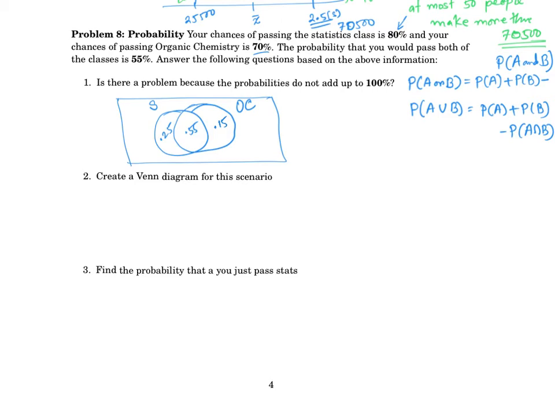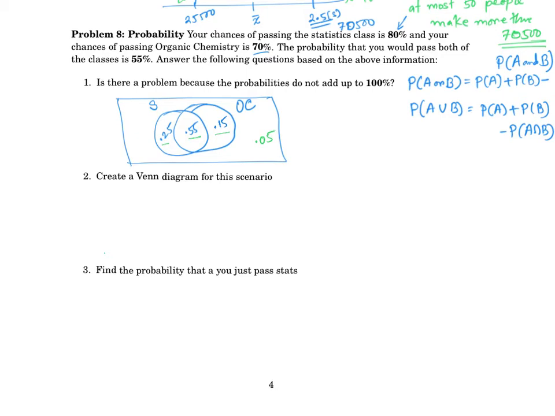So look, add up these numbers. All right, so 0.25, 0.55, and 0.15. 0.25 plus 0.55 is 0.80, plus 0.15 is 0.95. So you have a 95% chance that you pass both of these classes, or one class or the other. Then 1 minus 0.95 is 5%, right, or 0.05. So you have a 0.05 chance that you fail both of these classes. So all of this could happen here.